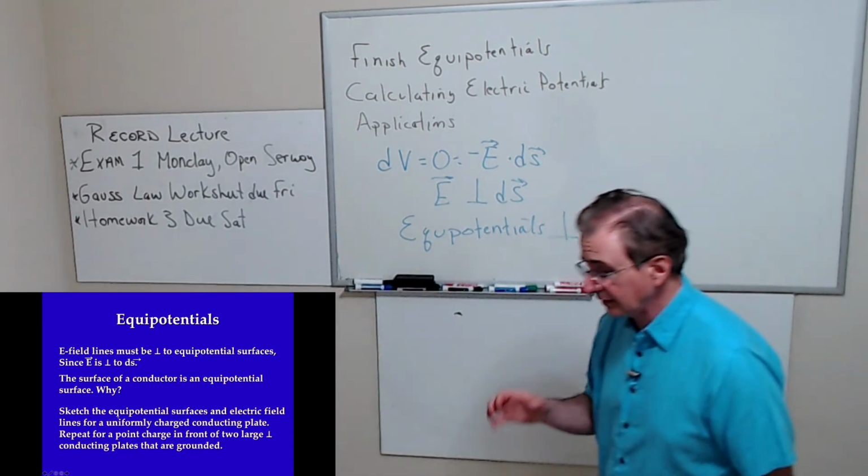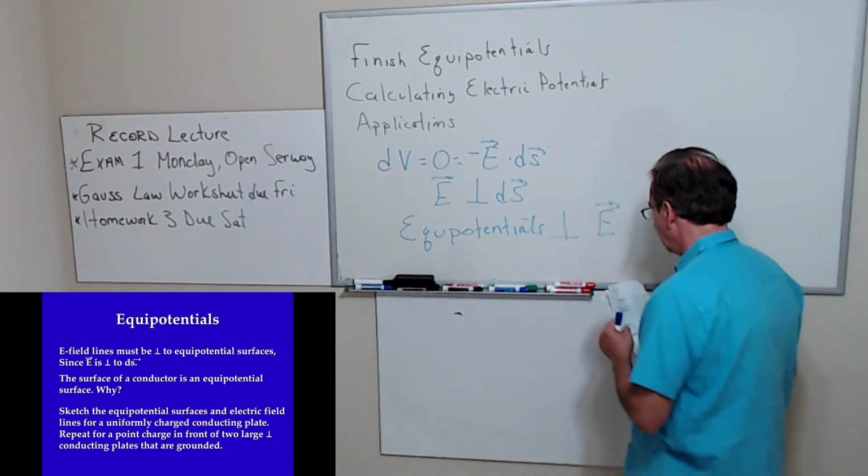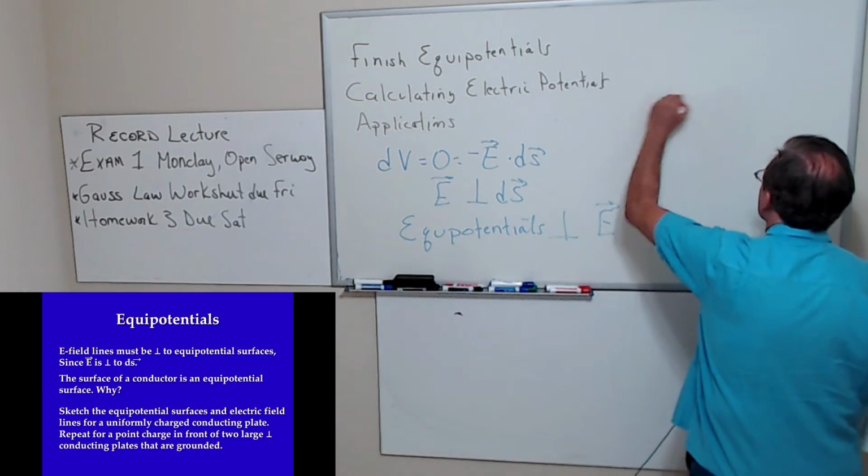Now it turns out that the surface of a conductor is an equipotential. And you might say, well, why is that? So suppose I have a conductor.